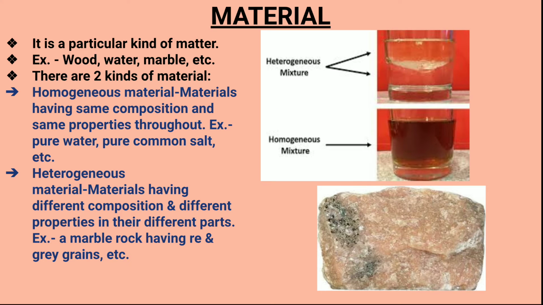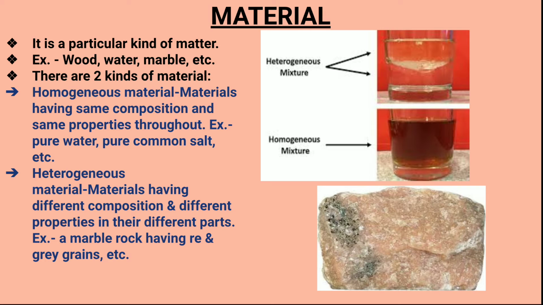Next is material. Material is a particular kind of matter, for example wood, water, marble, etc. These are all materials. There are two kinds of materials: homogeneous and heterogeneous. Homogeneous materials are those which have the same composition and same properties throughout the material. For example, pure water and common salt. The composition and the properties are the same throughout.